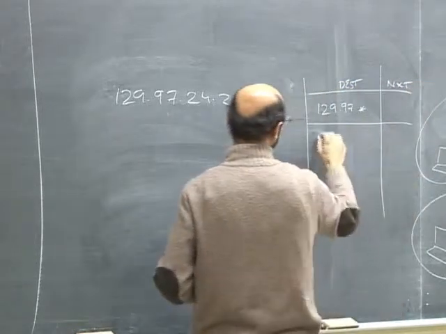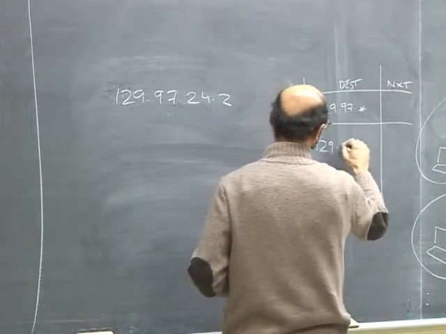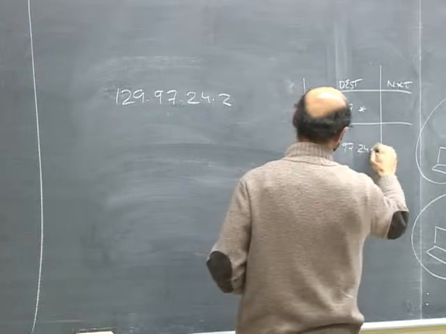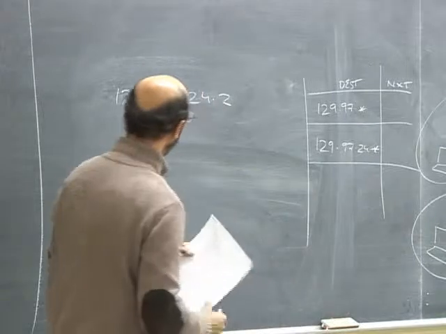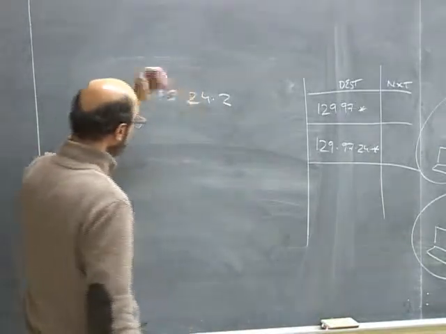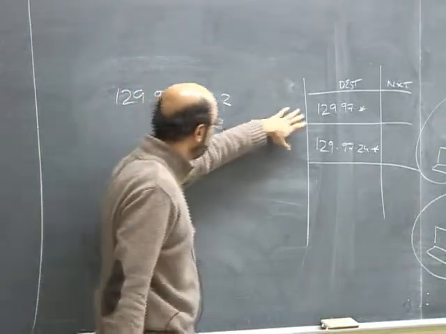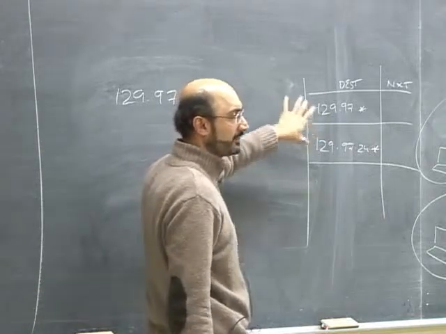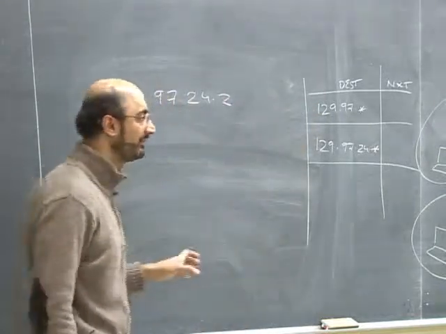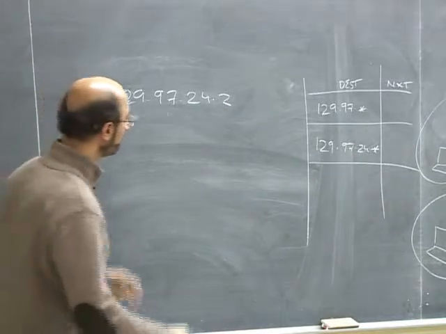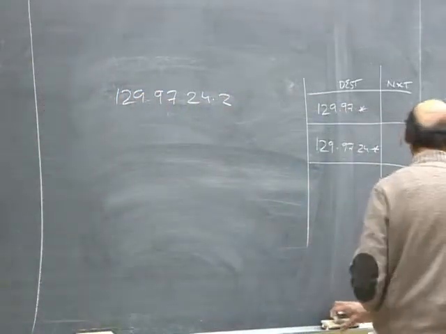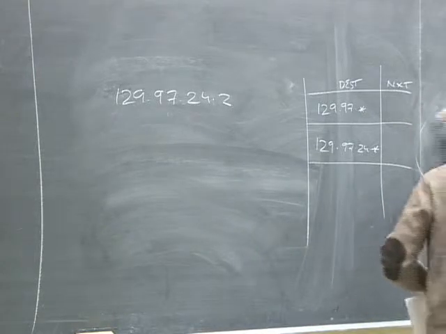So it could either have an address like this, or it could have an address like 129.97.24.star. If we have a routing table of this form, the first thing we do is use the notion of the longest match. And the reason is because if you go back to the earlier picture, I should have left it on, I guess.